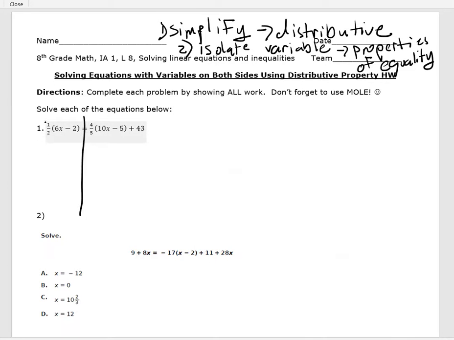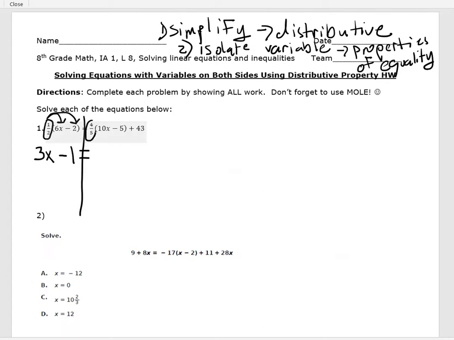So this expression right here, I'm going to simplify it by distributing that 1/2 to 6x and to the -2. When I multiply something by 1/2, it's the same as dividing it by 2. So 1/2 times 6x is going to leave me with 3x, and 1/2 times -2 is going to leave me with -1. I'll bring down that equal sign.